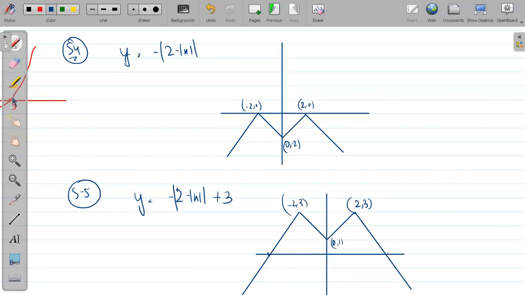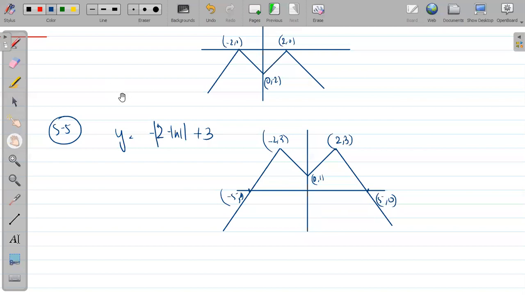What about this point? If you equate it with 0, you will get 5, 0 and minus 5, 0. You can solve it out. No, we have to find each and every point. It is a good habit of finding points stepwise.